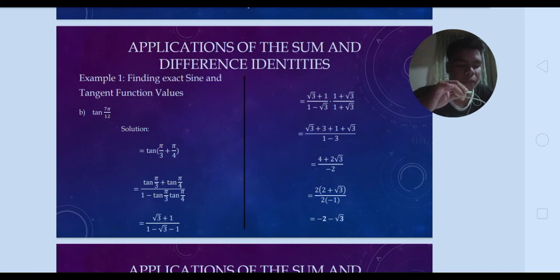So after performing the indicated operation, we just need to combine like terms. It is equal to 4 plus 2 square root of 3 over negative 2. Since this expression is still factorable, we need to factor it out by 2. So 2 times 2 plus square root of 3 over 2 times negative 1. Therefore, the exact value of tan 7 pi over 12 is negative 2 minus square root of 3. Negative 2 minus square root of 3 is already written in lowest terms.